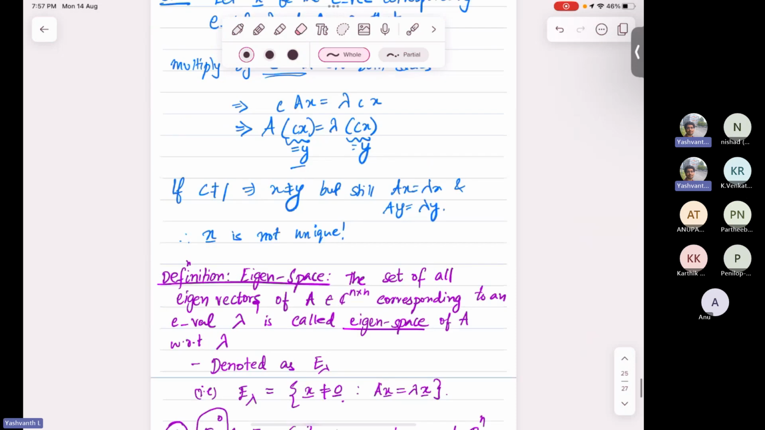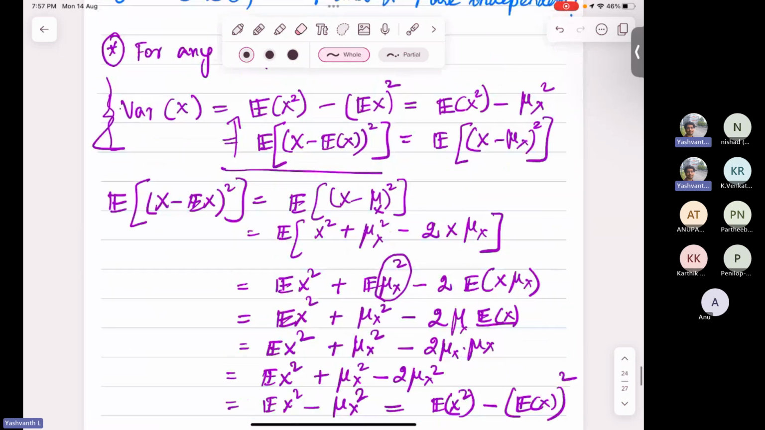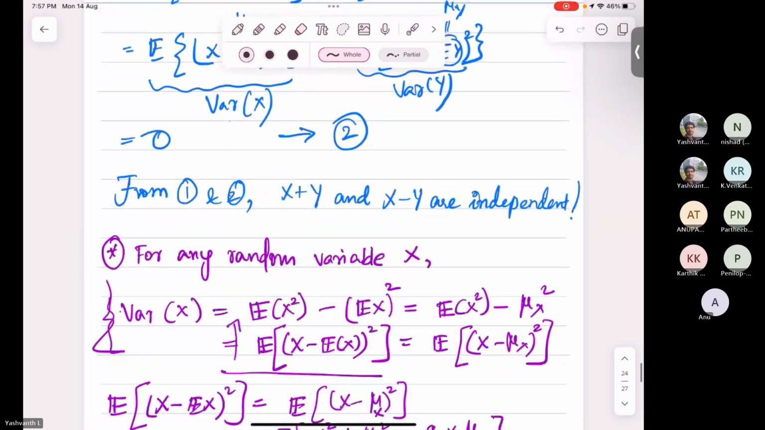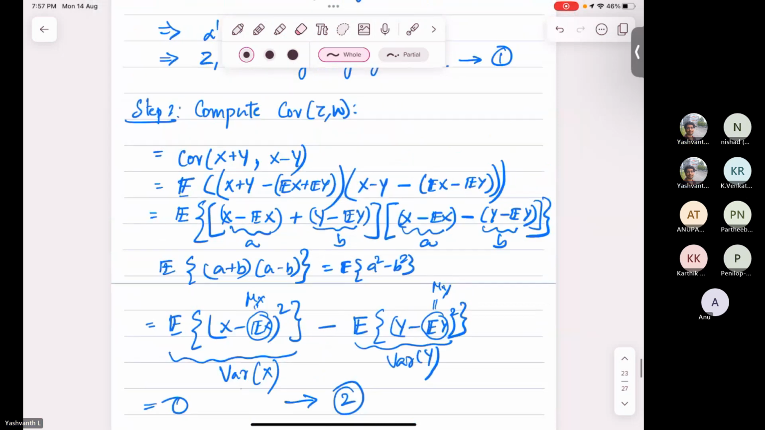Are there any doubts in the way I computed the covariance of x comma y? For example, the variance definitions. Please ask. This is the right time. We can spend time and I can explain.